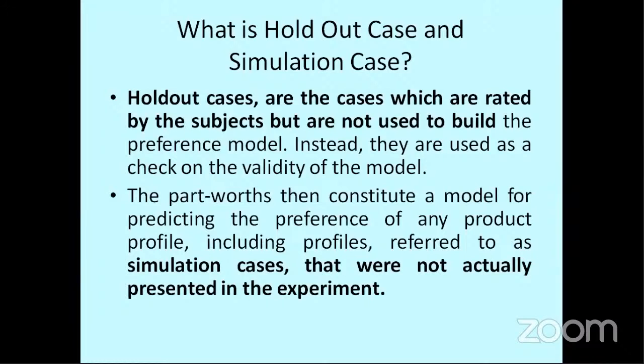Then we have something known as a holdout case and a simulation case. Now, what is a holdout case and what is the simulation? Normally, whatever samples we select, say for example 100 samples, it's a normal thing that we divide the sample into 80-20. It means that 80% is reserved for training the algorithm and 20% is for testing.